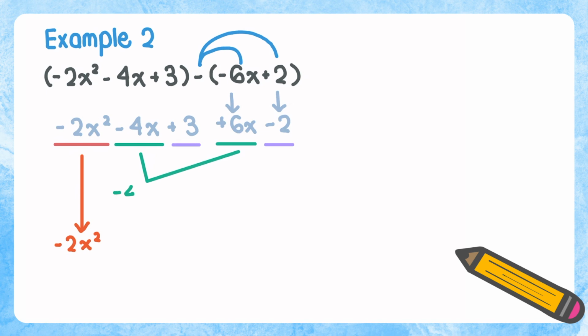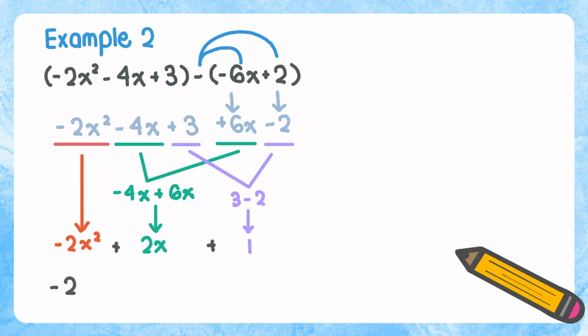So what would negative 4x plus 6x be? So when we combine them, this will turn into positive 2x. And then let's combine the constants. So what is 3 minus 2? That's going to be 1. So we have negative 2x squared plus 2x plus 1. Again, negative 2x squared plus 2x plus 1.